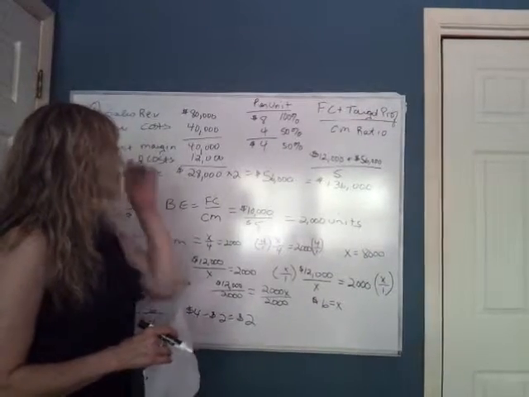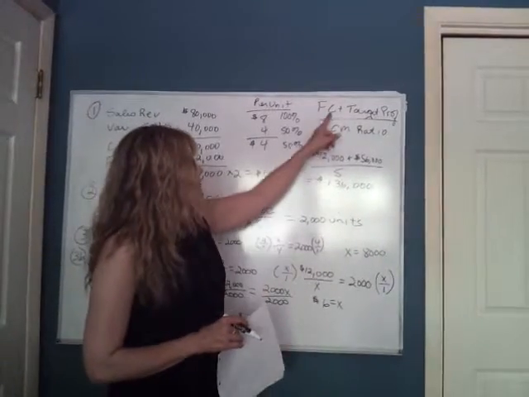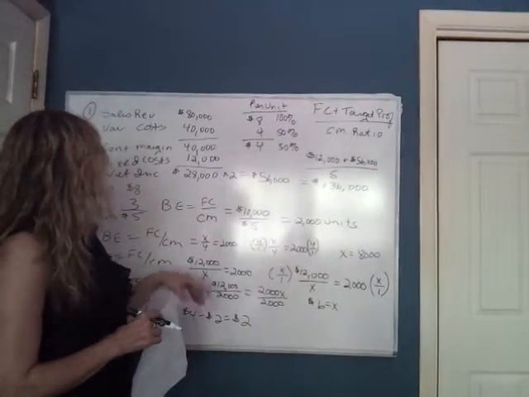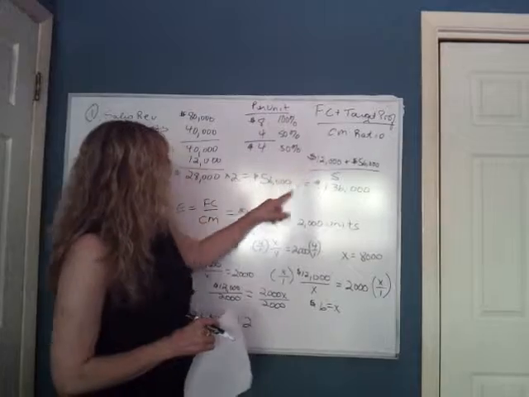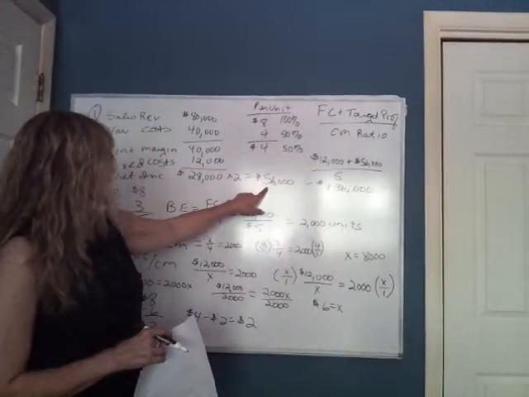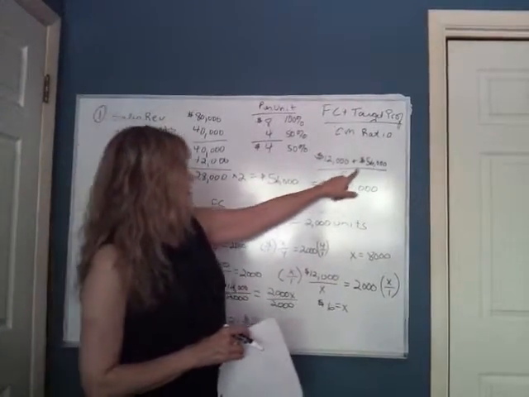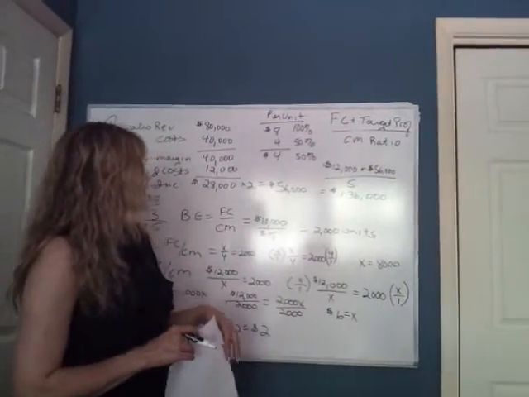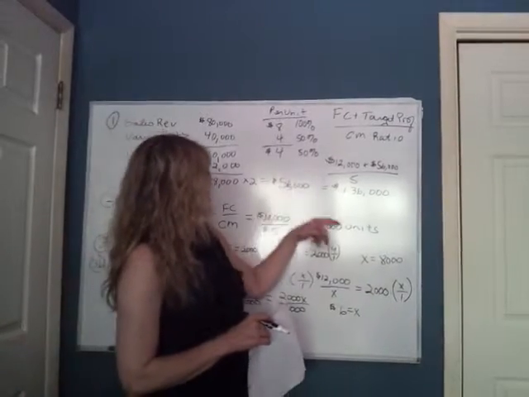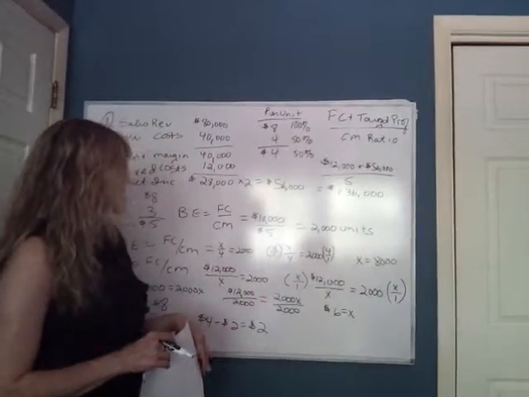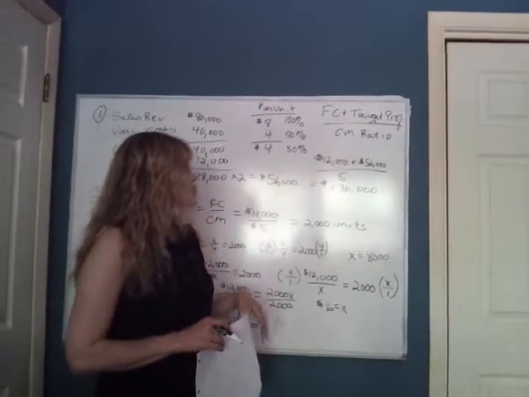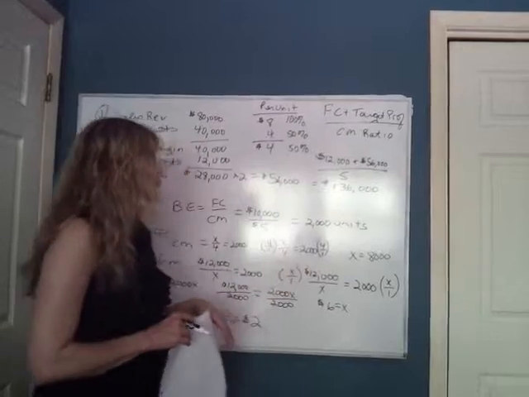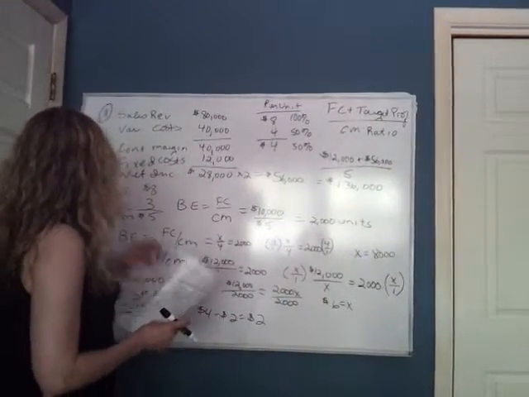So for number 1, we are going to use this formula: fixed costs plus target profit divided by contribution margin ratio. Our fixed costs are $12,000. Remember, our target profit is $56,000, our $28,000 doubled. So $12,000 plus $56,000 goes in our numerator. We divide that by the contribution margin ratio, which is 50% or 0.5. So if you take 56 plus 12 is 68, and you divide it by 0.5, you will get $136,000. That's how you do number 1.